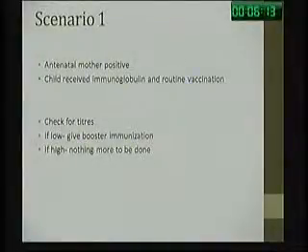So scenario 1 is: antenatally the mother was positive and the child had received immunoglobulins and received vaccination as well. Since the child has received immunoglobulin and routine vaccination, the infectivity with the needle stick injury is around 1 to 6%. So we have to check for titers. We can wait and check for titers, and if low, then we only give a booster immunization, and if high, nothing more needs to be done. The child is already protected.